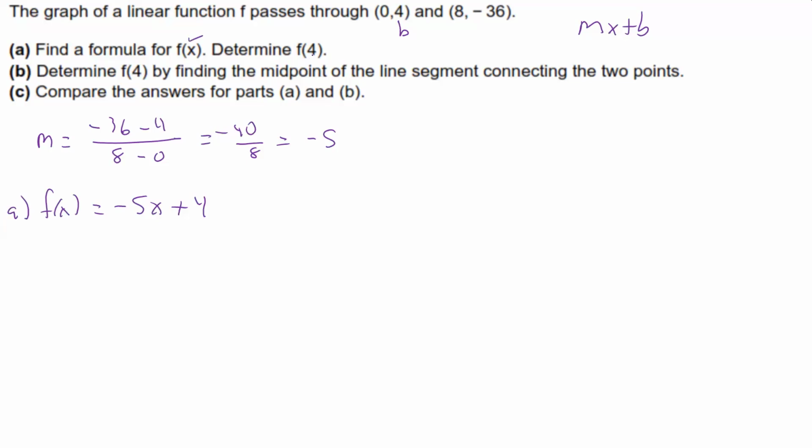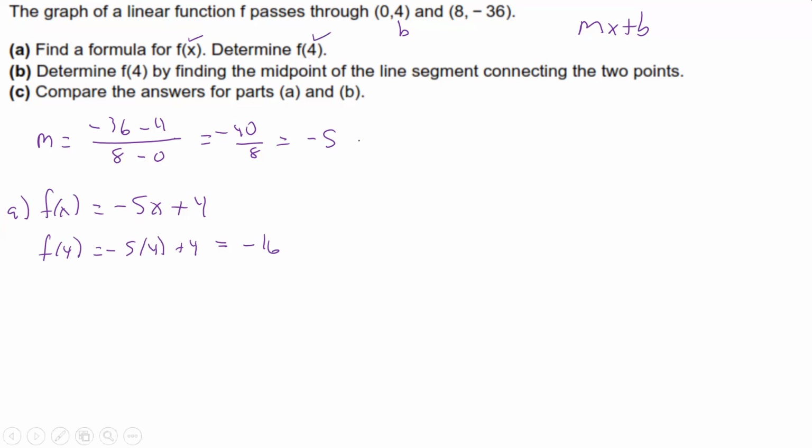So that's this. Now, what is f of 4? All right, so f of 4 is going to be minus 5 times 4 plus 4. So it's going to be minus 20 plus 4. So it's going to be what? A minus 16. So that's going to be f of 4.